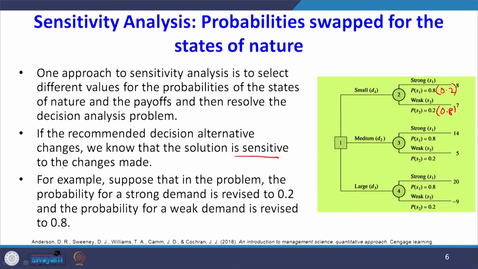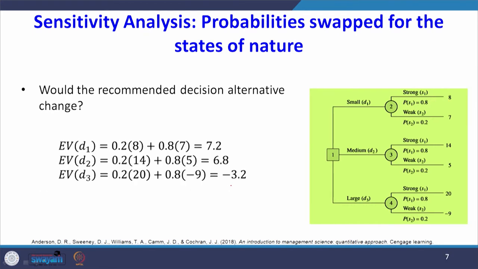For example, suppose that in the problem, the probability of strong demand is revised to 0.2 and the probability of weak demand is revised to 0.8, I just swapped the probabilities. Previously it was 0.8, now it has become 0.2, and this 0.2 becomes 0.8 everywhere. So, what will happen here? 0.2 multiplied by 8, 0.8 multiplied by 7. So, we get 7.2 as the expected value of decision alternative 1, the small condominium. And EVD2 becomes 6.8 and EVD3 becomes -3.2.